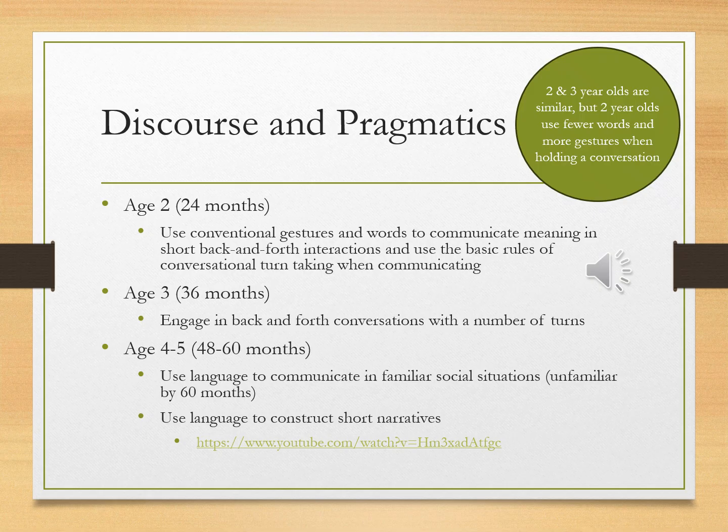At ages 4 to 5, children should be able to use language to communicate in familiar social situations. So at school where they're comfortable, at home where they're comfortable, with people that they're comfortable with, and they should be able to start using language to communicate in unfamiliar situations when they're around 5. And then also they should be able to use language to construct a short narrative, to tell a little story. So there's a cute video on this slide that shows a little boy telling a little narrative and telling you a little story, so that you can see kind of what a 4 to 5-year-old story should look like.